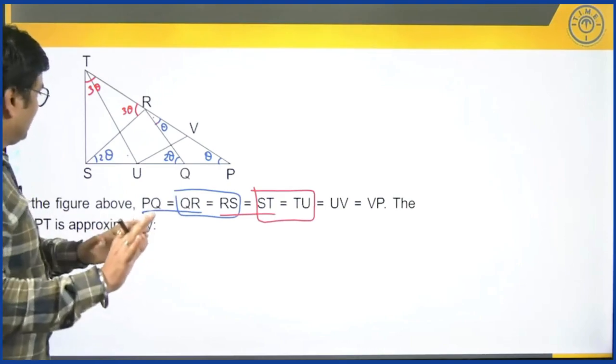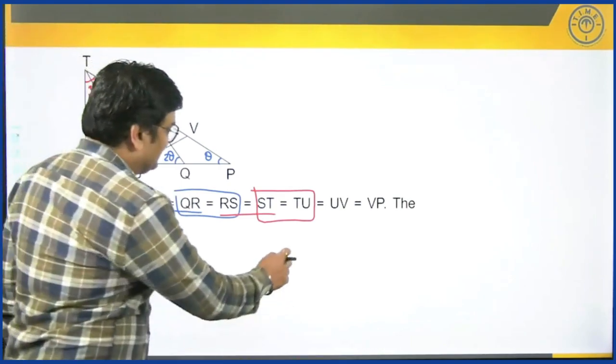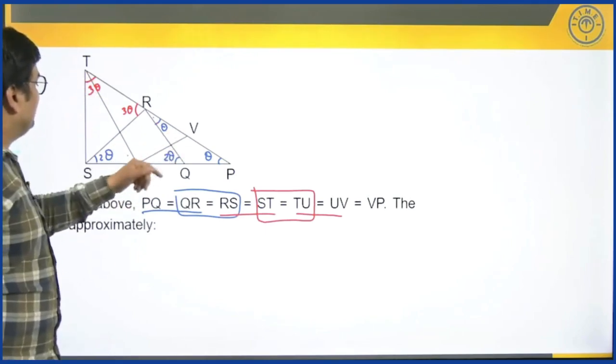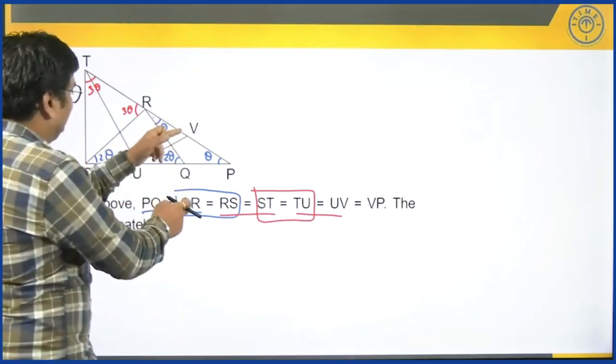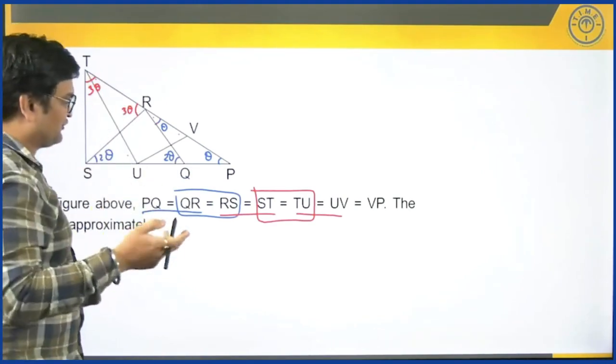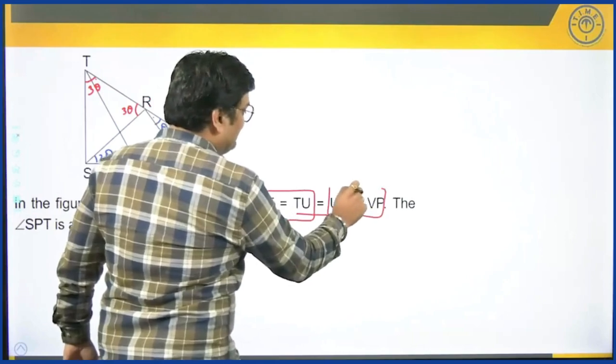But let's stop it for now. Let's go further. Let's look at this. TU is equal to UV. What does that say? TU is equal to UV means these two sides are equal. So these two angles will also be equal. But still we do not have any value. Let's skip that also. Look at UV is equal to VP.